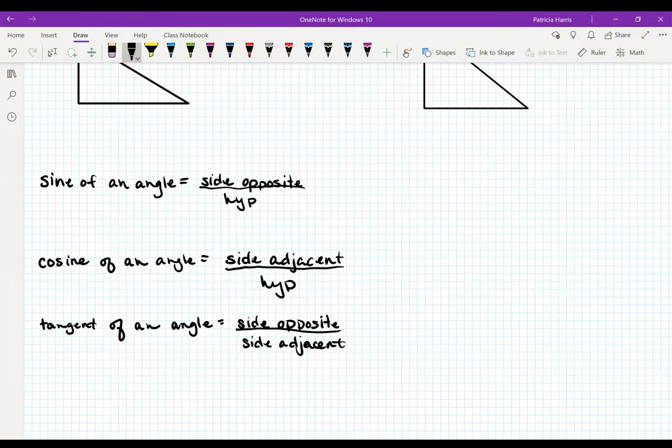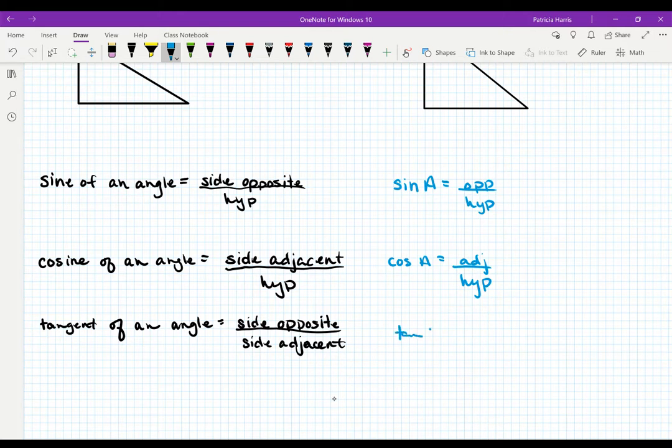Okay, so there are abbreviations for this. Sine, sin, angle A, and we say opposite over hypotenuse. Cosine is cos A, adjacent over hypotenuse. Okay, tangent, angle A, opposite over adjacent. You might have heard your teachers use the phrase SOHCAHTOA to help you remember what these mean.